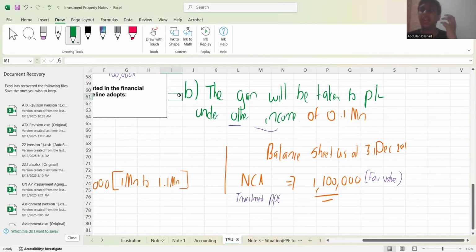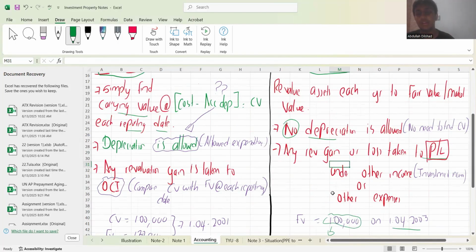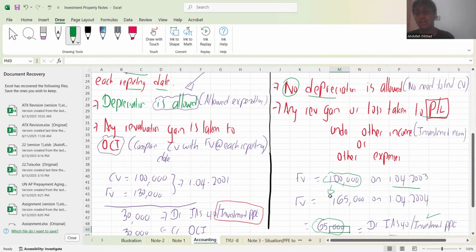For the fair value model, what you need to do is simply compare the opening fair value and the closing fair value. If there is any revaluation gain, or any revaluation loss, you need to charge it in your profit or loss under other income or other expenses, right? Hopefully, this is fine with you all.